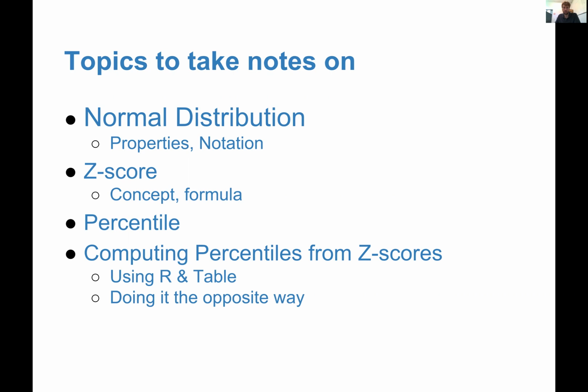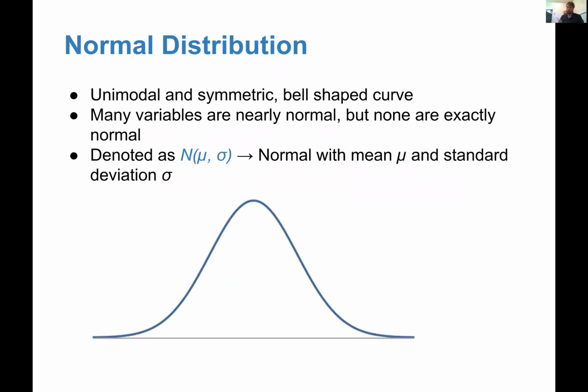All right, first, the normal distribution. Think about the words we learned in section 2.1 about how to describe a distribution. The normal distribution is unimodal and symmetric and is often called the bell curve. Many variables are nearly normal. Nothing is exactly normal, just like there's lots of things that look like circles, but there is no exact circle. Our notation is capital N and then two numbers, mu and sigma, mu being the mean and sigma being the standard deviation of the distribution.